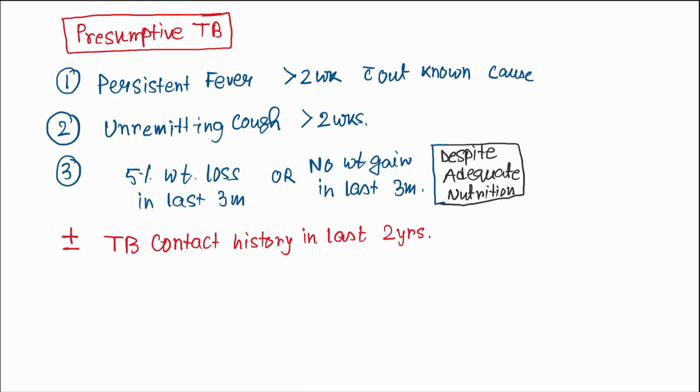So what is presumptive TB? Presumptive TB in children means persistent fever for more than 2 weeks without a known cause, unremitting cough for more than 2 weeks, and also 5% weight loss in the last 3 months or no weight gain in the last 3 months despite adequate nutrition. Then we call it presumptive TB. As well as you need to consider that TB contact history in the last 2 years may or may not be present.